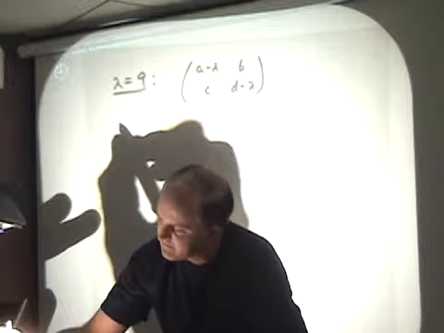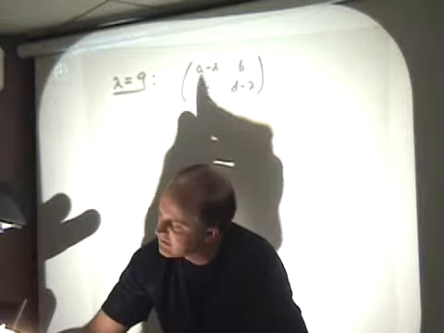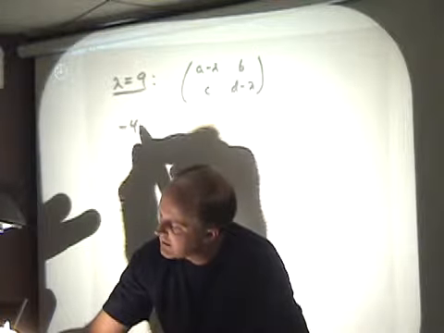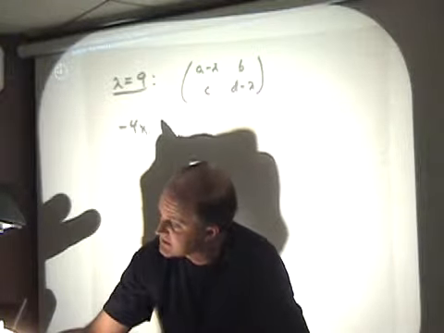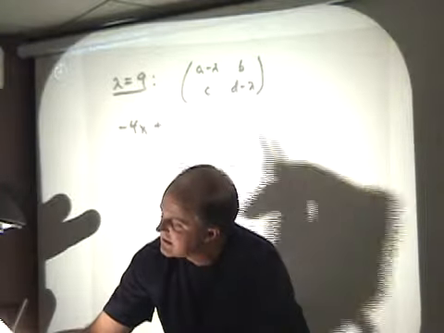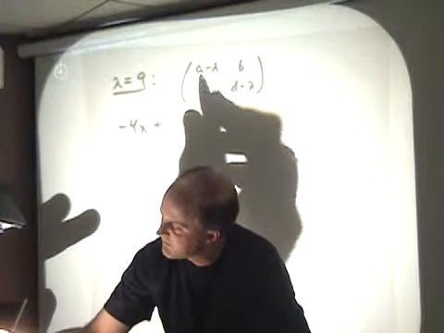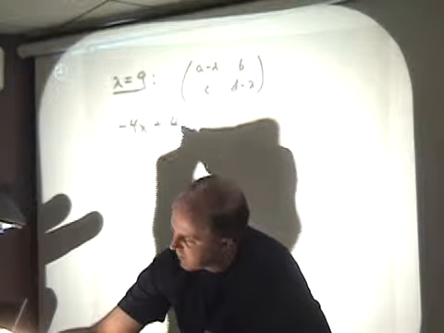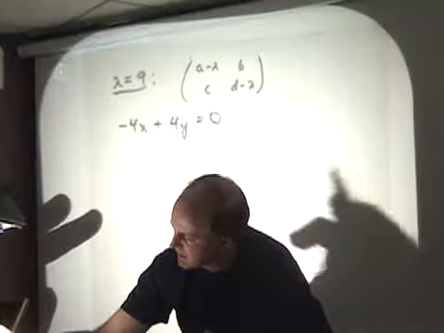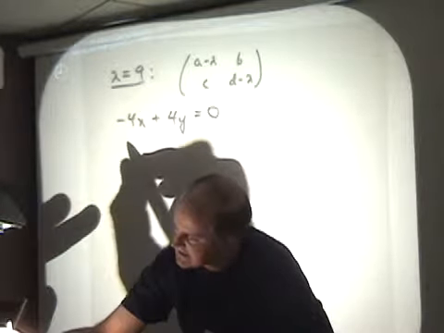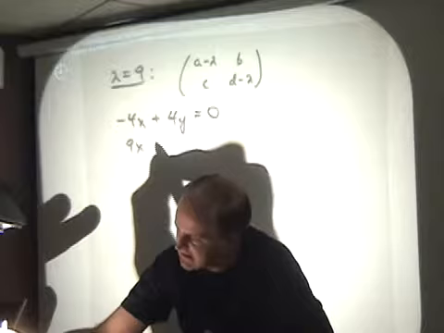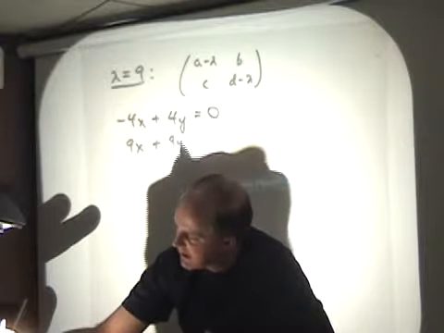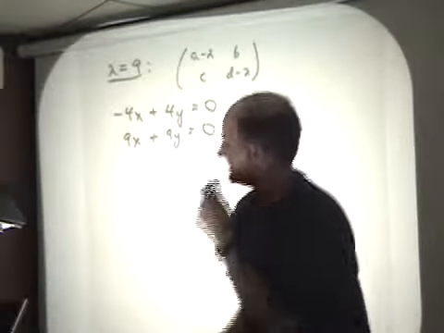And so what is that going to give me here? 5 minus 9 is negative 4. I'm going to get a resulting system, a homogeneous system with 0 on the right-hand side. So I get a negative 4x from 5 minus 9 in the upper left-hand corner. B is 4, so I have a 4y. And on the right-hand side, I'm going to get 0. C is 9. And D was 0, so I get a 9x plus 9y equals 0 from the second equation.